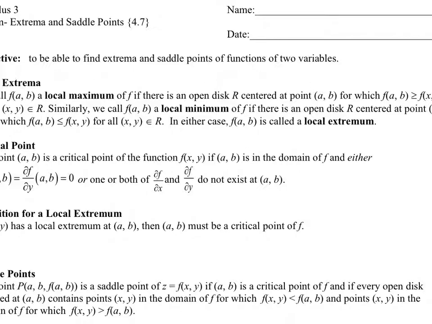All right, and we know from Calc 1 that critical values lead to local extrema. They are starting points for determining whether there is an extreme value. Condition for local extrema: if f(x, y) has a local extremum at (a, b), then (a, b) must be a critical point of f. So that's what I just said. Now saddle points, that's new.